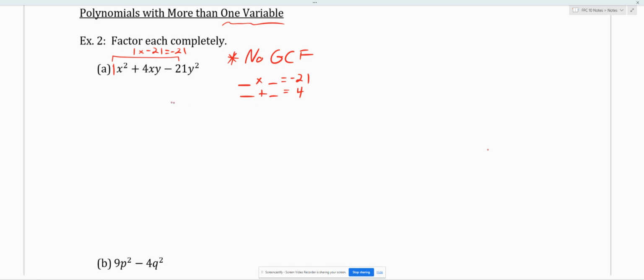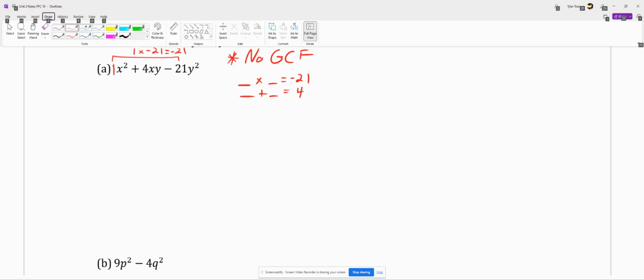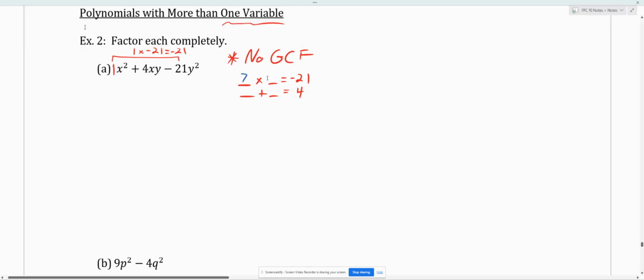Yes, I know there's x's and y's. We'll deal with that in a second. And those two numbers are going to be 7 and negative 3, because 7 plus negative 3 will give me 4. So let's do the decomp now. Keep my first term of x squared. Now remember, this one has an x and a y, so plus 7xy minus 3xy. And I still have my last term of negative 21y squared.